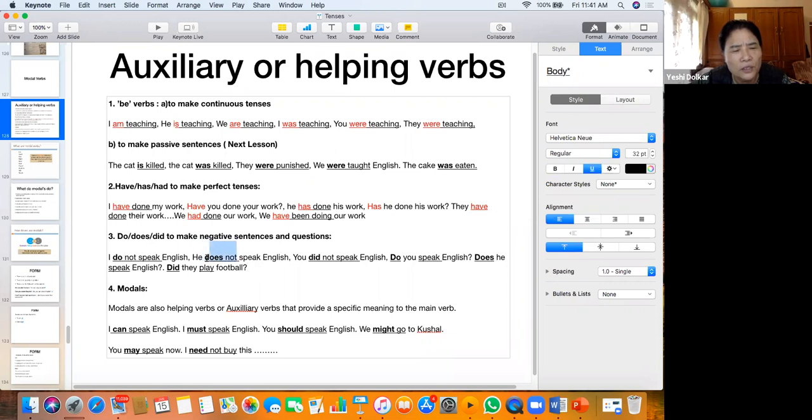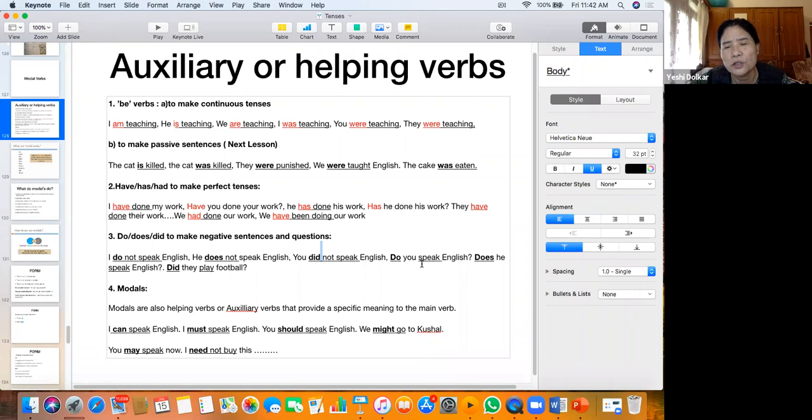In a negative, it is does not. He does not speak English. In the same way, past tense: he did not speak English. See, you're putting a did there. You're using this verb to make a negative sentence.